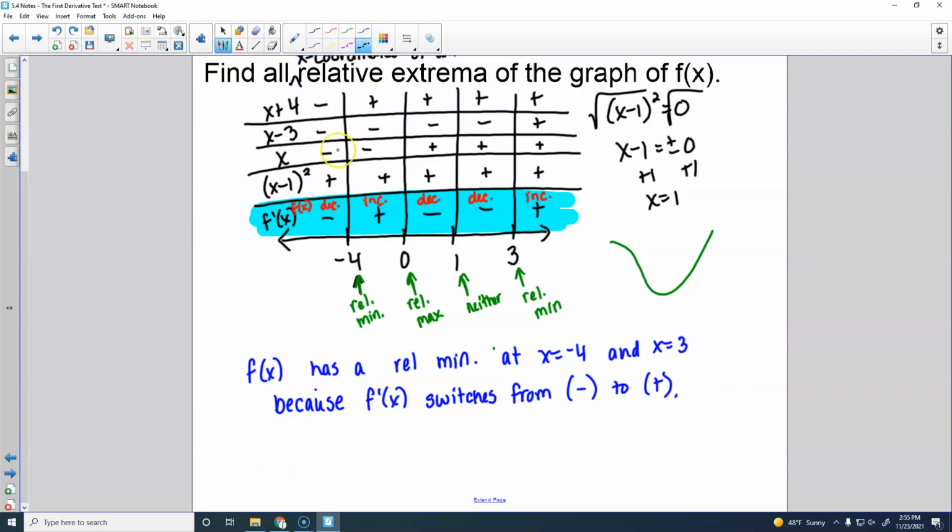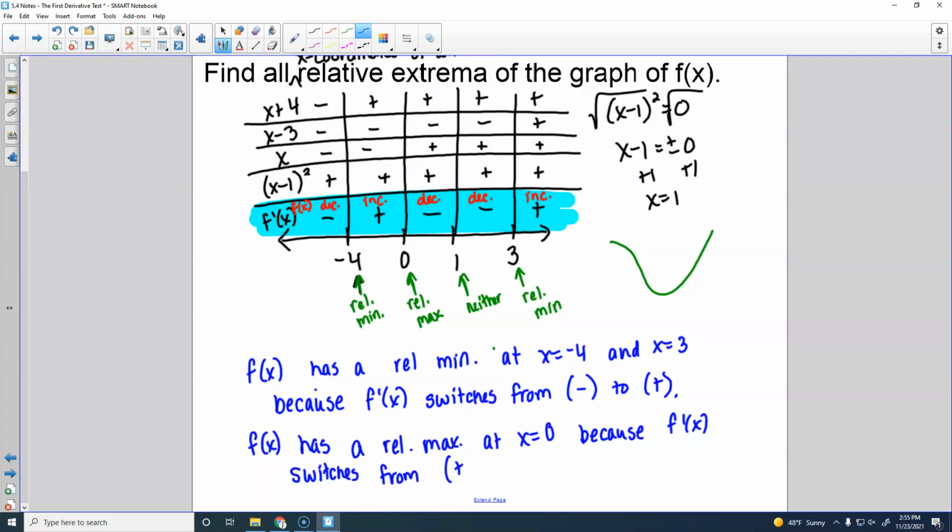And then we should also say f of x has a relative maximum at x equals 0 because f prime of x switches from positive to negative.